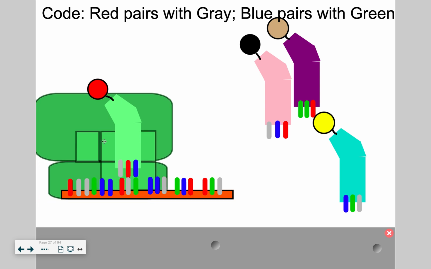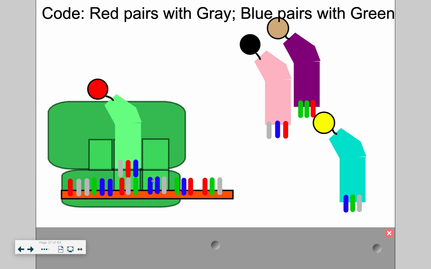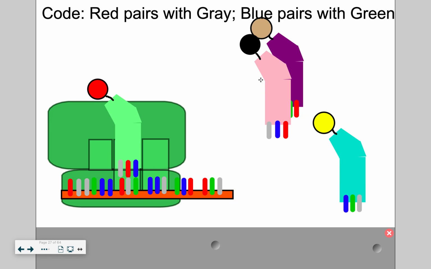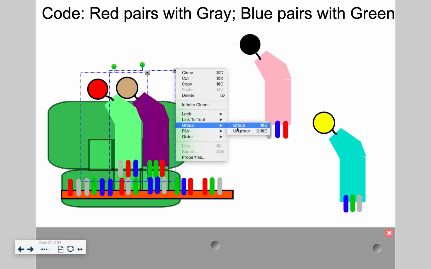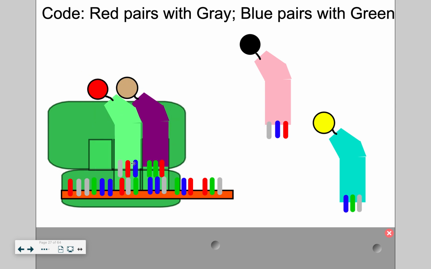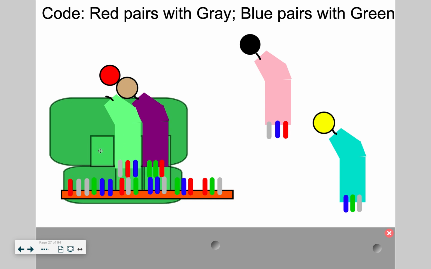Okay, the ribosome slides over and reads another code: blue, blue, gray. Blue pairs with green, so we're looking for green, green, red. Green, green, red, right here. Now, something happens between these two amino acids. A bond is going to form. The amino acid from the first tRNA is going to detach and form a bond with this tRNA. And the ribosome is going to move over.